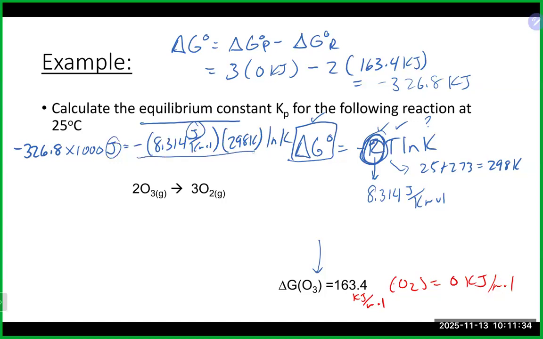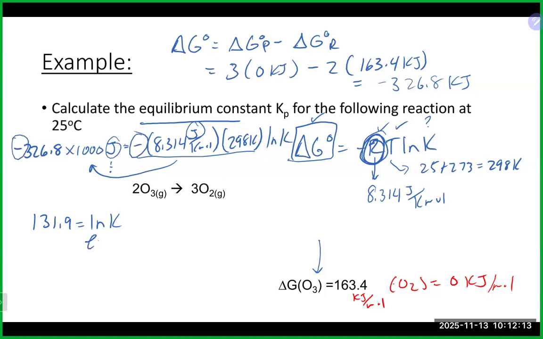So we're going to take all this and divide it to the other side. That's going to give us divided by 8.314 and divided by 298. Maybe hit the right number there. Let's try that one more time. All right, there we go. 8.314 and 298. That's going to give us a positive 131.9 equal to the natural log of K. Obviously, negative and negative is going to turn that back into a positive.